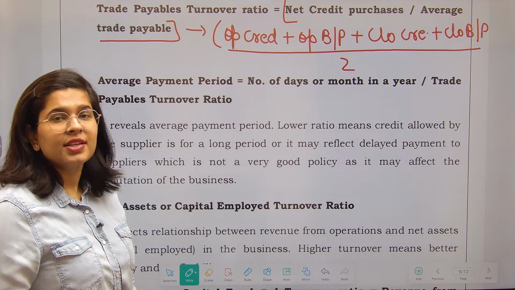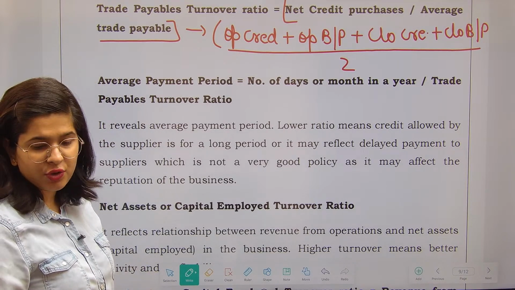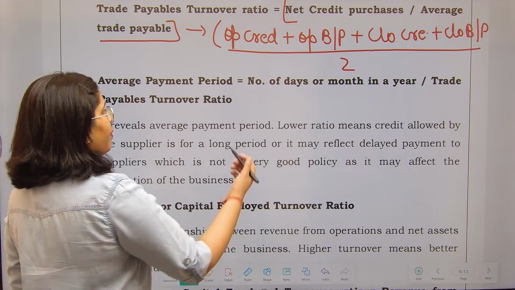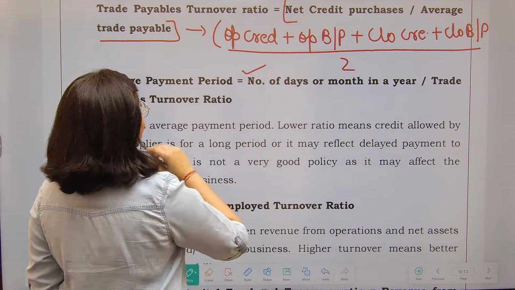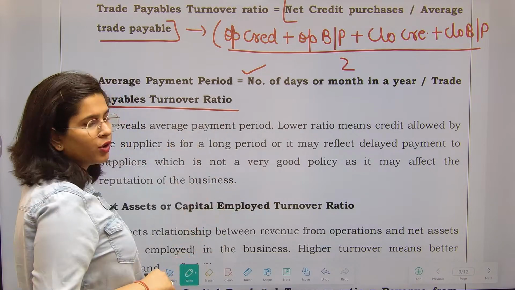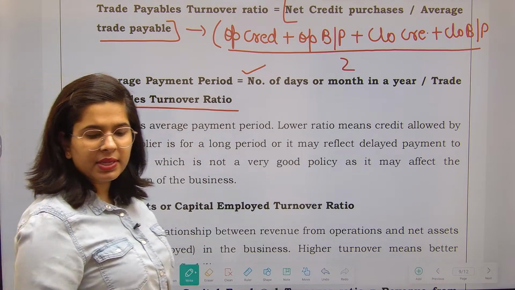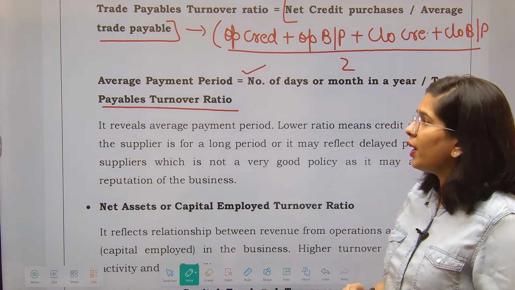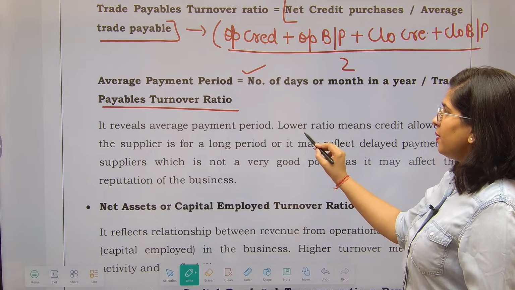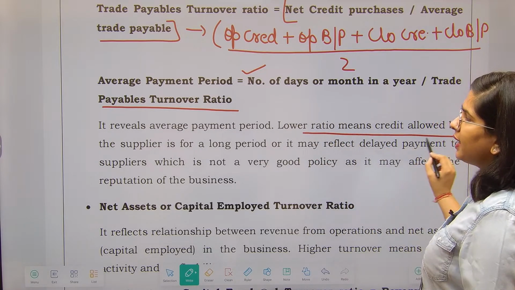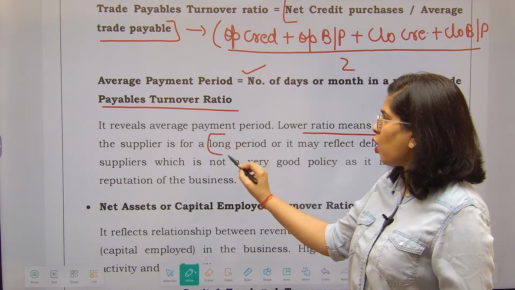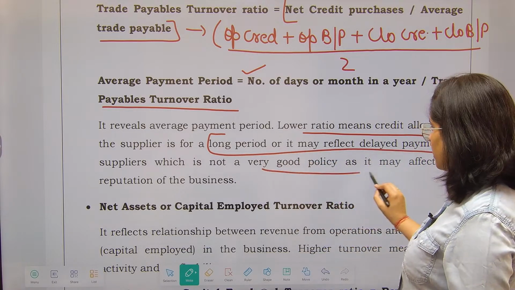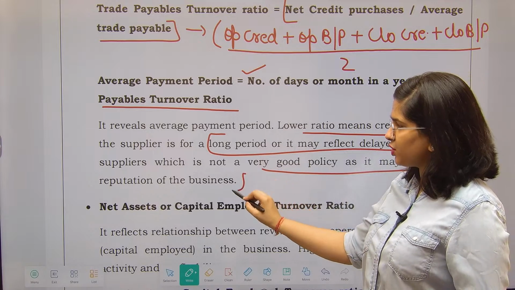Now, the average collection period is... in case of your trade payables, you have the average payment period. So the same kind of thing is there: number of days or months in a year divided by the trade payables turnover ratio. Whatever trade payables turnover ratio you have found out, you have to divide by that. Now it reveals the average payment period. A lower ratio means credit allowed by the supplier is long, or it may reflect delayed payment, which is not a very good policy, as it may affect the reputation of the business.